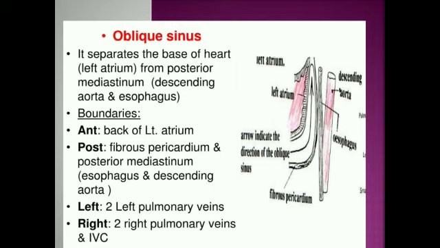Boundaries: anteriorly it is related to the back of the left atrium, and posteriorly to the pericardium. You have seen the fibrous pericardium and posterior mediastinum. On the left will be the two left pulmonary veins, and on the right will be the two right pulmonary veins and the inferior vena cava. This is the relation of the oblique sinus.